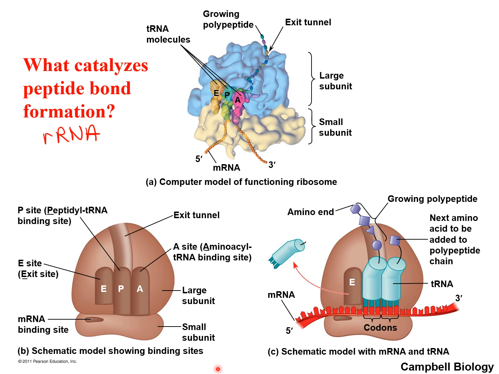And you can see that the A site over here has the transfer RNA that has brought in the next amino acid. And then the P site has the transfer RNA holding the growing polypeptide chain. And then the E site, that's for exit, that's where the empty transfer RNA is going to exit the ribosome.